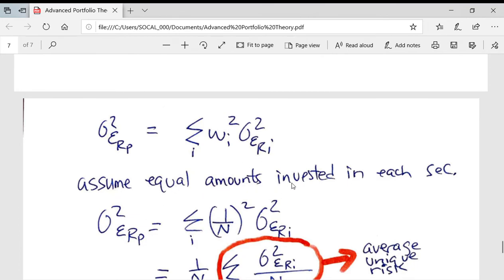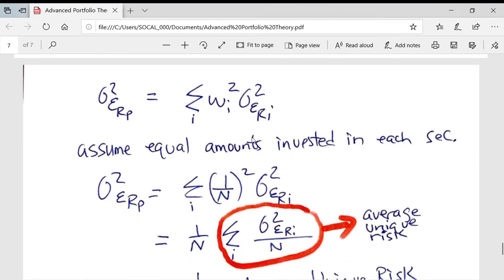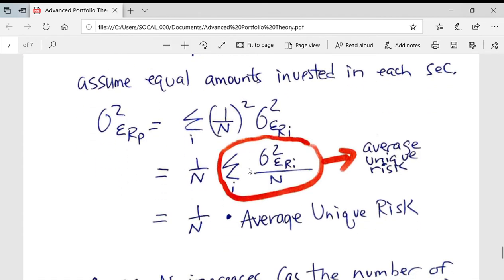Now let's assume equal amounts are invested in each security. So if there are n securities, we will have 1 over n invested in each security. So our WIs are all 1 over n, or it's a constant. So I could pull 1 over n squared to the left of the summation in determining the portfolio error variance, okay? But what I'm going to do is remember this is 1 over n squared, it's the same as 1 over n times 1 over n. I'm going to pull one of the 1 over n's to the left of the summation sign. I'm going to leave the other 1 over n there and just divide sigma square epsilon r sub I by n.